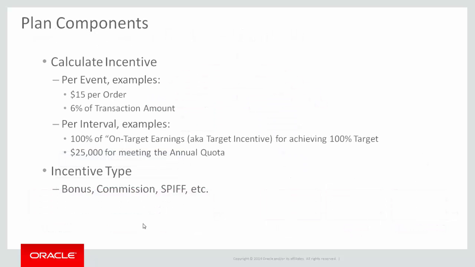So let's talk a little bit about plan components. The plan components are right underneath the umbrella. And so the first question we ask ourselves is, how are we going to calculate the incentive? And the 2 choices we have for a plan component are we're going to calculate per event or we're going to calculate per interval. And so let me give you an example.